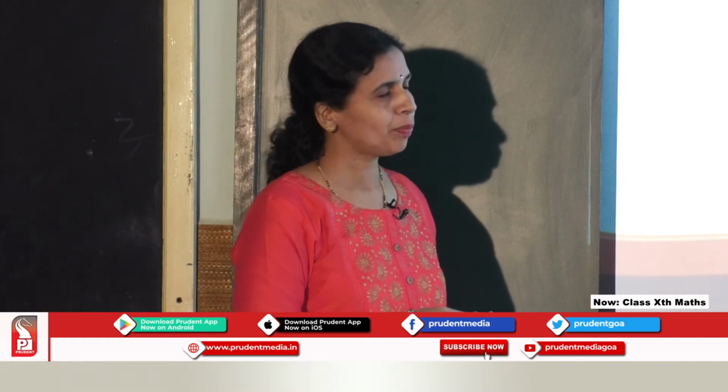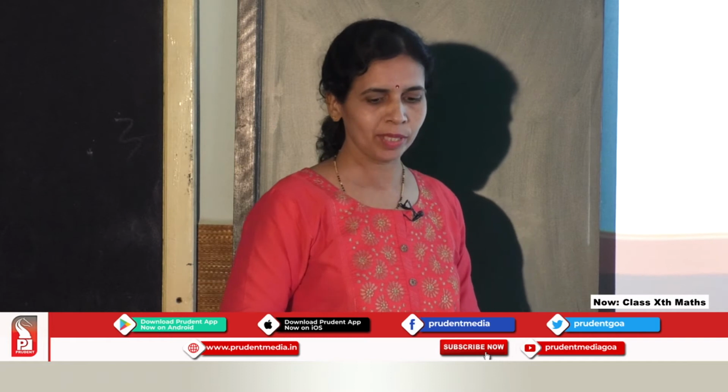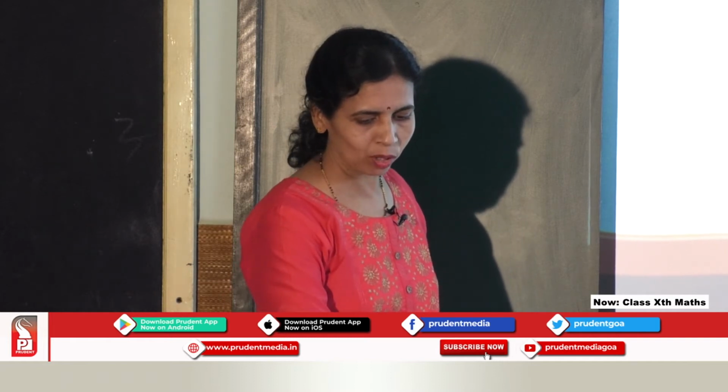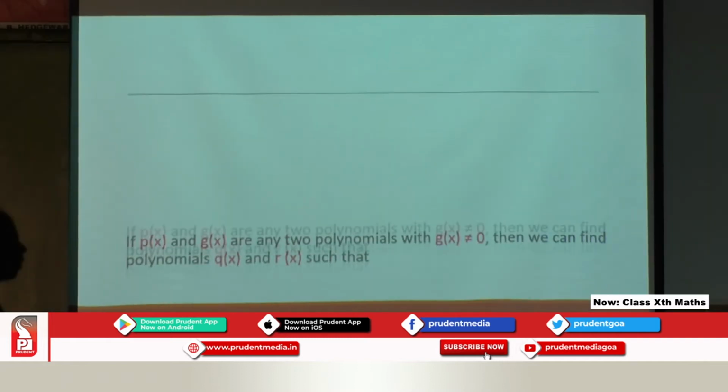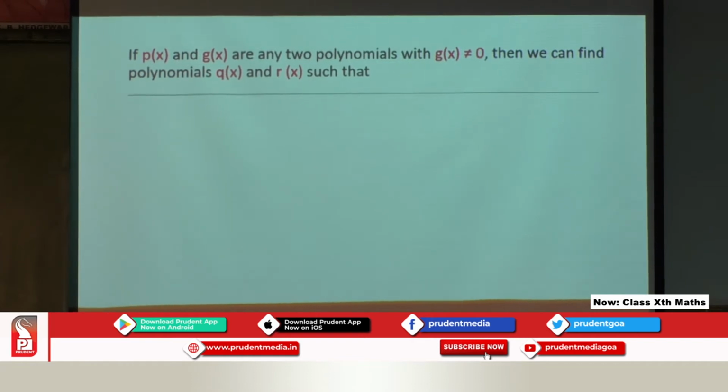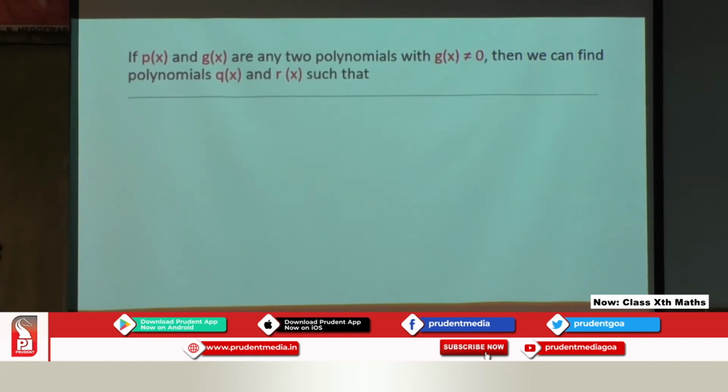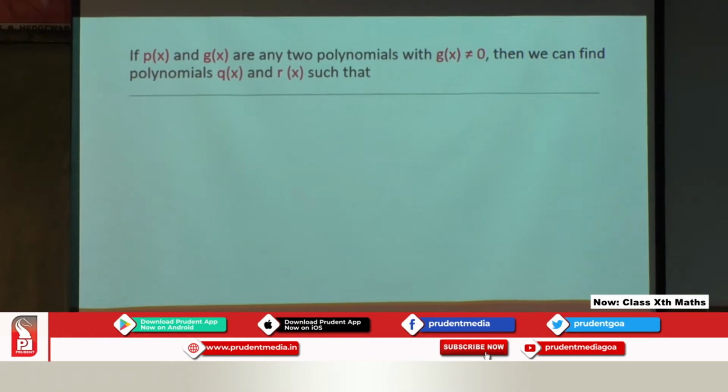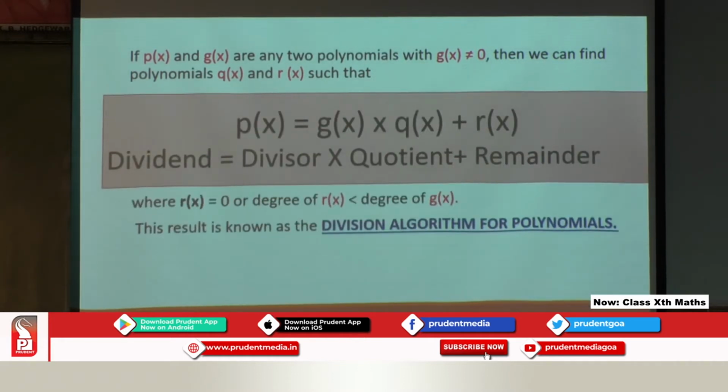This concept you have studied in your 9th standard. Now just let us recall once again. If p of x and g of x are any two polynomials with g of x not equal to 0, then we can find polynomials q of x and r of x such that p of x is equal to g of x into q of x plus r of x.